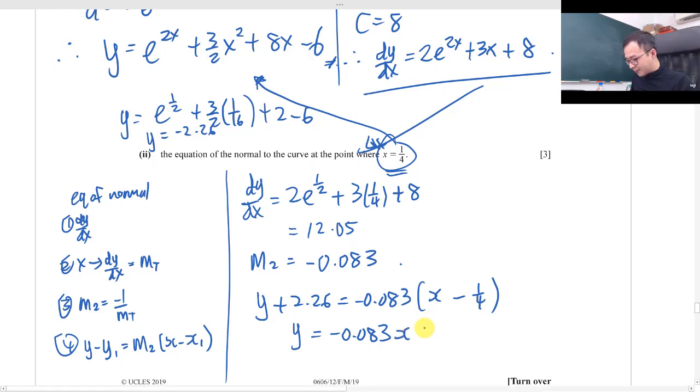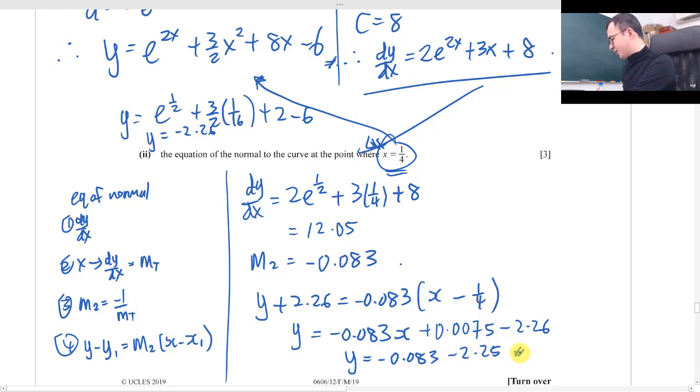So plus, okay, 0.0075 minus 2.26. Then I get my final equation here. Minus 2.25. I hope this is correct, even though it looks a bit unusual for me. Yup, I guess this is correct.